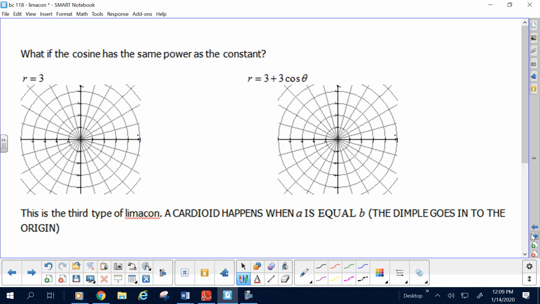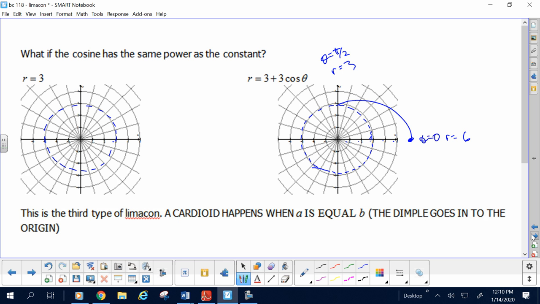Well, if you consider the base graph of r equals 3, and then what the cosine will do, at theta equals 0, what's r? R is 6. 1, 2, 3, 4, 5, 6. Rough it in. Okay? At pi over 2, what's r? 3. So we went from really stretching the circle to not stretching the circle.